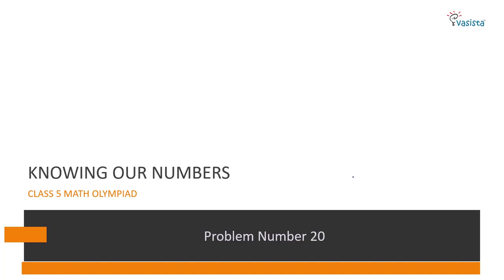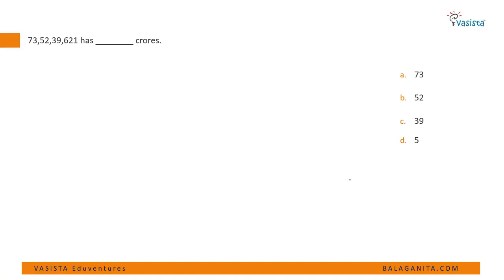Let us go with the 20th problem here. Right, so they have given this number, 735239621. As how many crores or dash crores? Let us check out here.